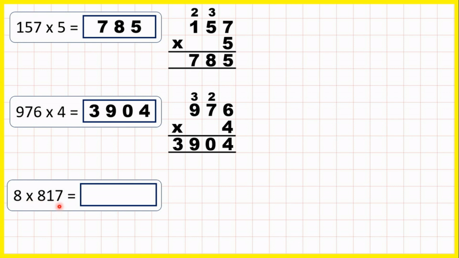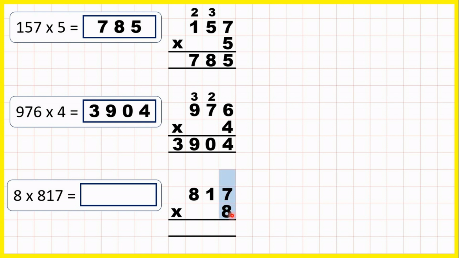Now here we've got 8 times 817. But remember, with multiplication, order doesn't matter. So here, it doesn't matter that the single digit number is the first number in the question rather than the second number as it was above. We do exactly the same thing. We still set the question out with our larger number, the number with the most digits, on top. And we follow the same method.